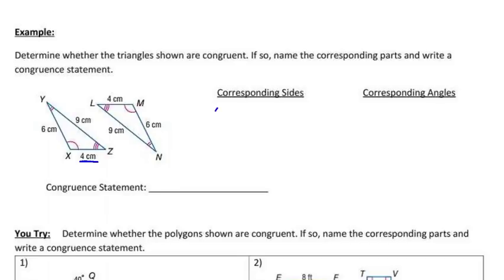So we have line segment XZ is congruent to, and I went single arc to triple arc. I went this way, so I'm going to go single arc to triple arc, which means I have to go from M to L. Order matters for this. And then I'm going to do the next corresponding side. Let's do the 6 centimeter one. So I'm going to go XY.